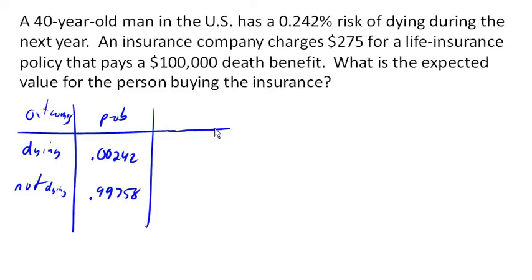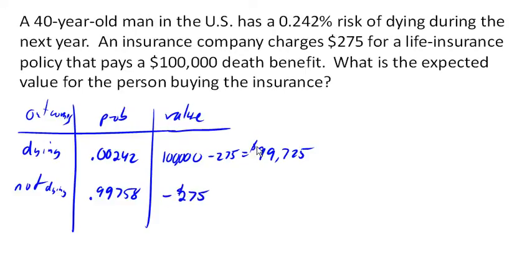And then the value of the outcome. Well, the value of dying, and I know we're purely talking monetary values here, of course, not emotional values or life value, purely monetary. Then for the person buying the insurance and their family, the value to them is the $100,000 they get minus the $275 they had to pay for the policy. So they have a positive net benefit of $99,725. If they don't die, then the financial value of the insurance is a negative $275.